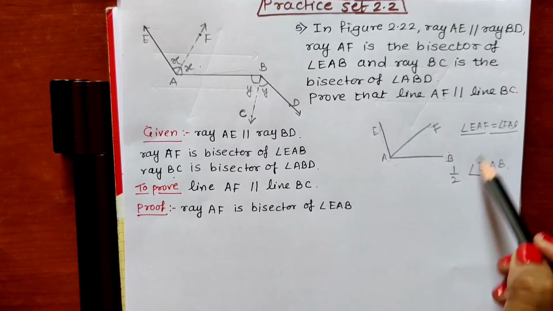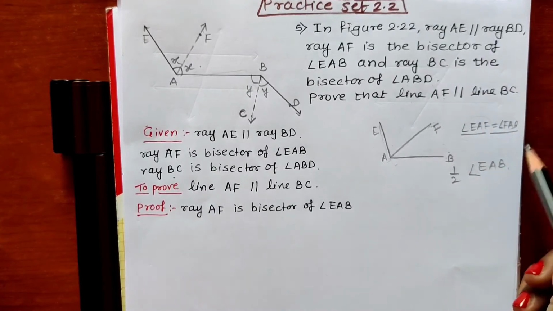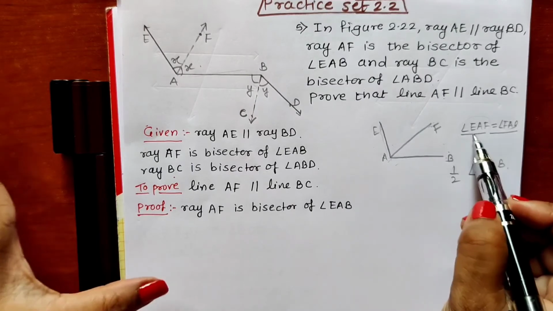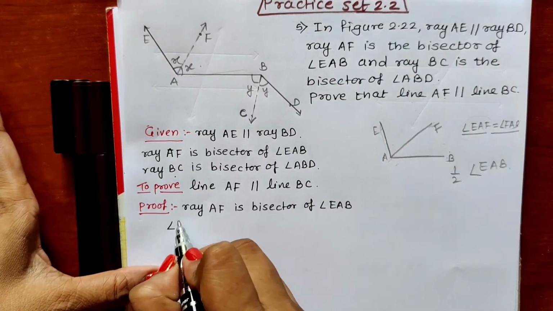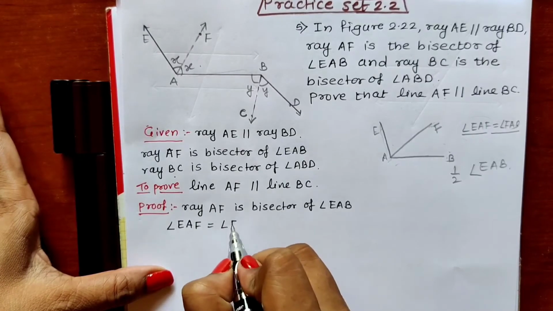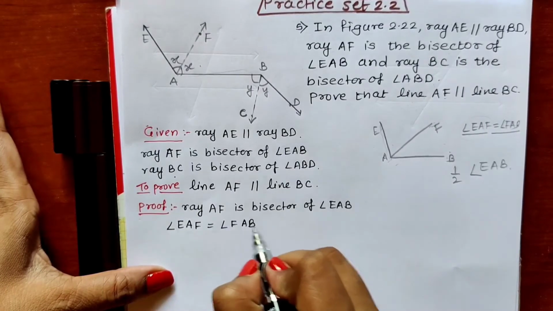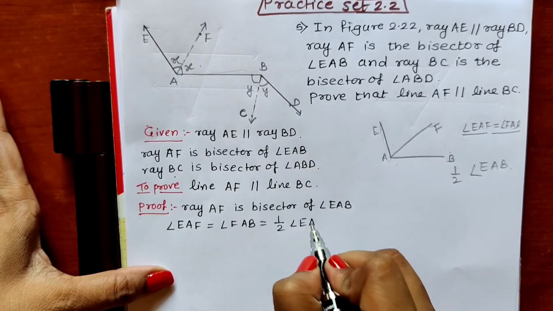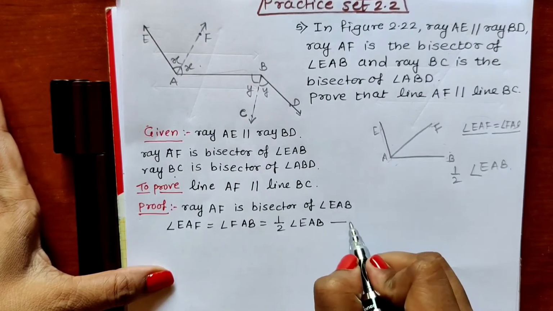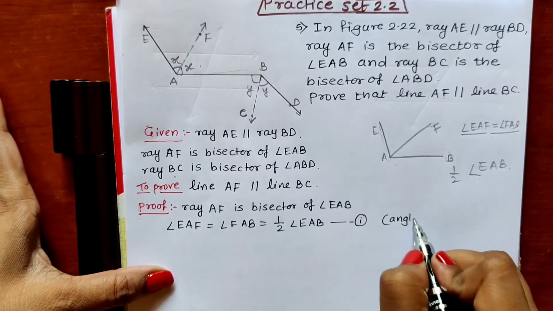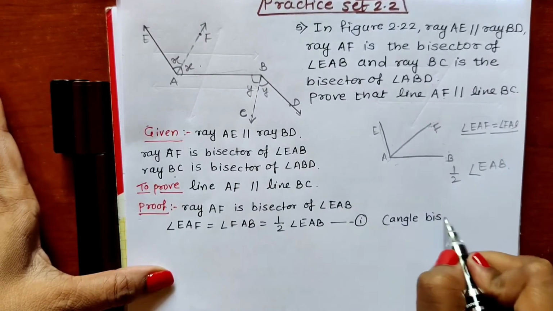So these two angles will be half of angle EAB that we are going to write here. Therefore, angle EAF equal to angle FAB, and they both will be half of angle EAB. This will be our first equation. Reason I will be writing angle bisector property.